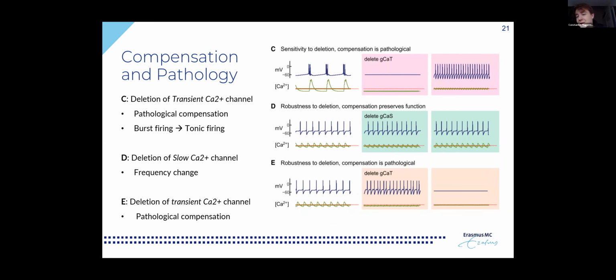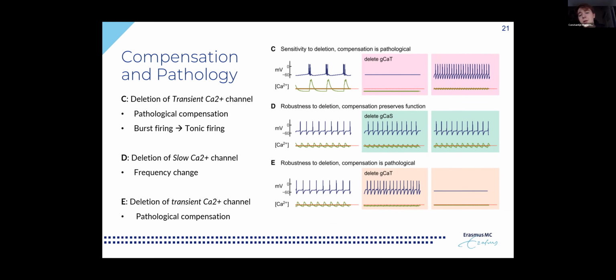Then we've had a little cell C, which is a cell which was sensitive to deletion and did manage to compensate, but it compensated pathologically. As you can see, at first it's a burst firing cell, but then it turns into a tonic firing cell, meaning that the intracellular properties of the cell have changed, which is not something you generally like.